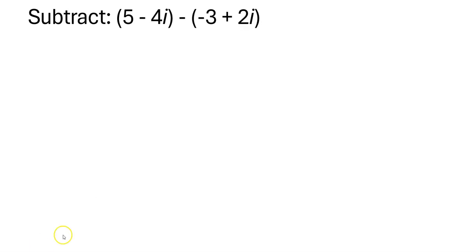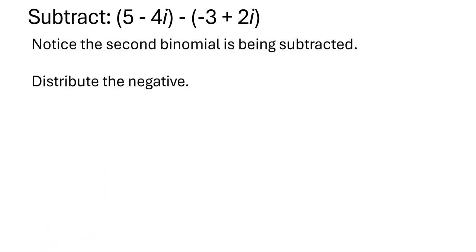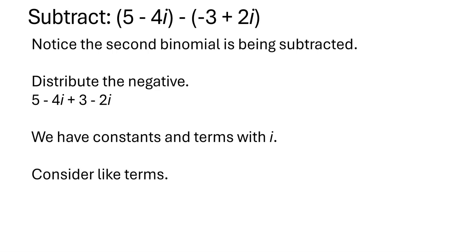5 minus 4i minus the binomial negative 3 plus 2i. Again, we want to distribute the negative for the second binomial. That gives me 5 minus 4i plus 3 minus 2i. Notice the sign of every number inside the parentheses in that second binomial is changed. So now when I think of my like terms and I put them together, I have 5 plus 3 minus 4i minus 2i. Combine those like terms, 5 plus 3 is 8. Negative 4i minus 2i gives me a negative 6i.